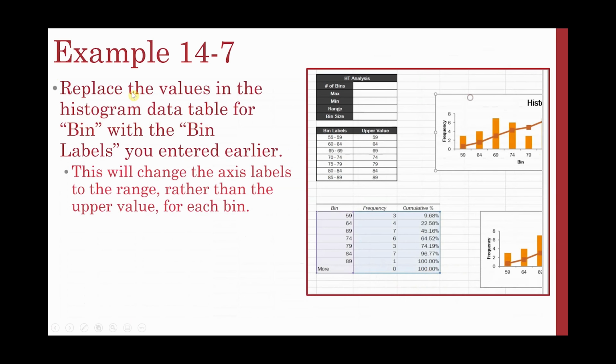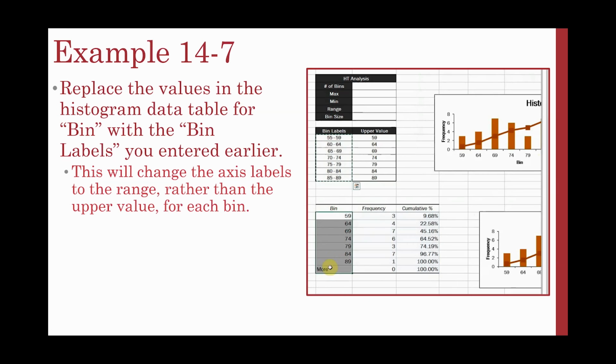So let's look at it. We replace the bin values in the histogram data table with the bin labels. So here's our bin column, and we're going to replace them with our bin labels. Basically, I'm just going to copy and paste. This will change our axis labels.